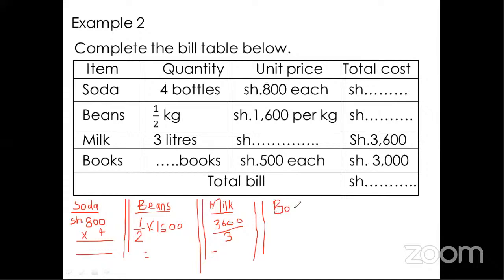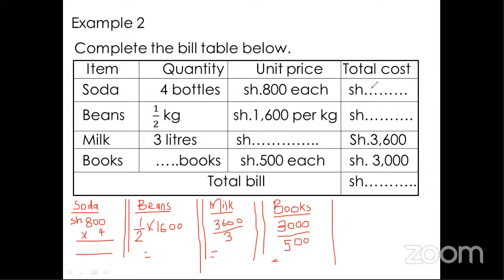So you have already told me that for me to get the quantity for books, I am going to divide 3,000 because that's the total cost, which is 3,000, divided by 500, which is for each book, 500 shillings. So then you get the answer here. You write it, then you go and fill it there.